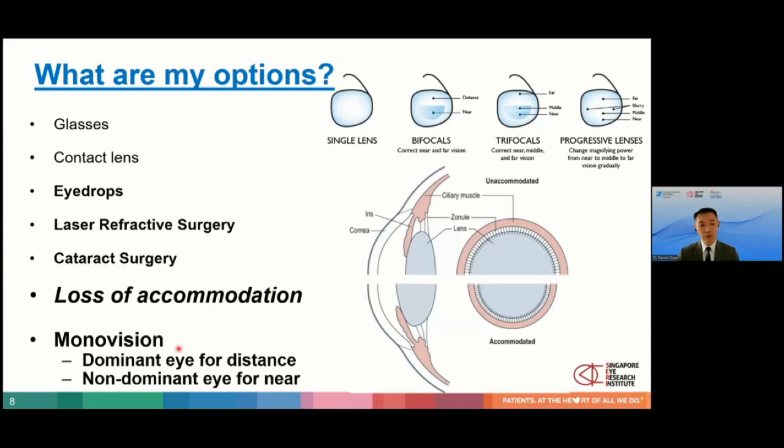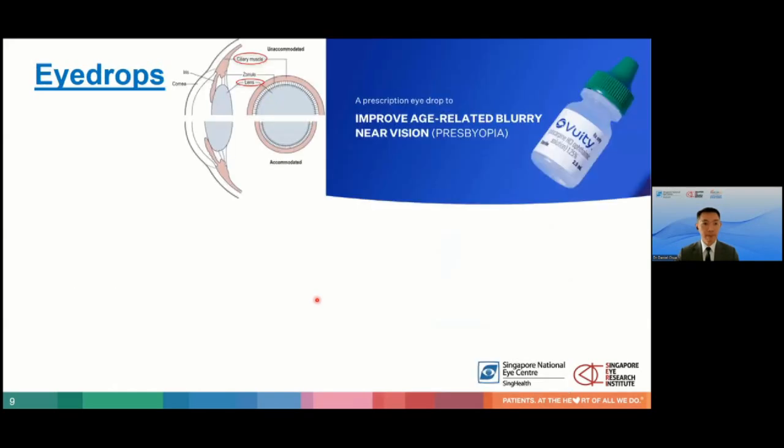We can do this monovision treatment strategy in laser surgery, in cataract surgery, or even contact lenses and glasses. These are also possible. But as I mentioned, it does not treat the underlying condition, which is loss of accommodation, which means there are compromises to be made.